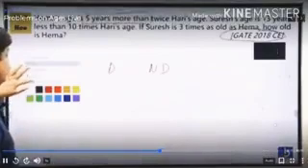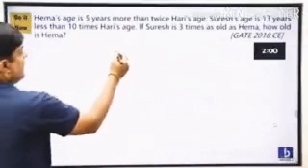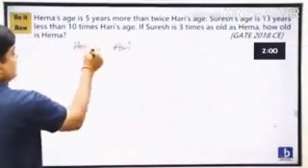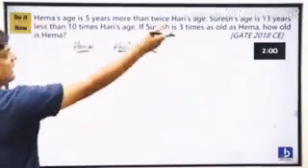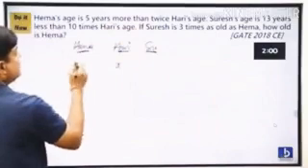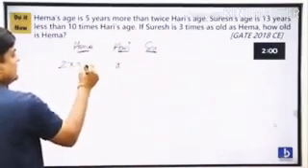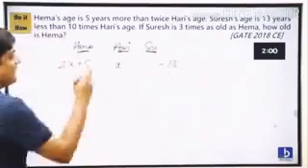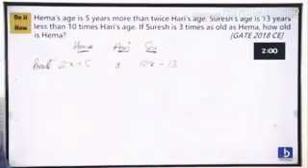I should make you do it right now. Okay. Here is Hema, Hari. This is Hari. This is Hema, and this is Suresh. 5 years more than Hari. So let Hari be x here. 2 times Hari plus 5 years extra. And how about Suresh? 13 years less than 10 times the age of Hari. 10 times the Hari age. Hari is x.